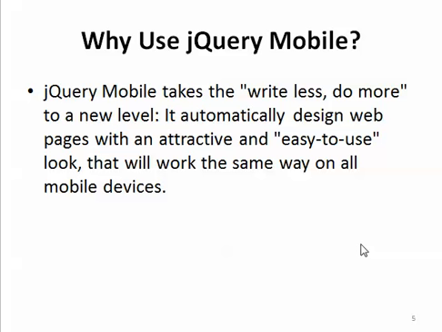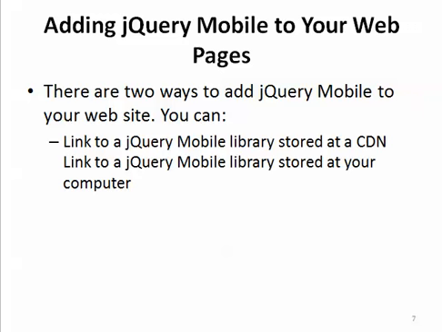Now, this is very similar to what we were discussing before. To add jQuery mobile to the web page, which is going to be our mobile web page, we need to add the libraries. And again, we have two ways: either getting a link to the CDN, which is the content delivery network, or we download our own files from the jQuery mobile website, store them in our website, and then link them.